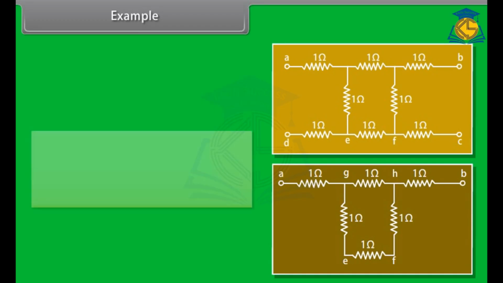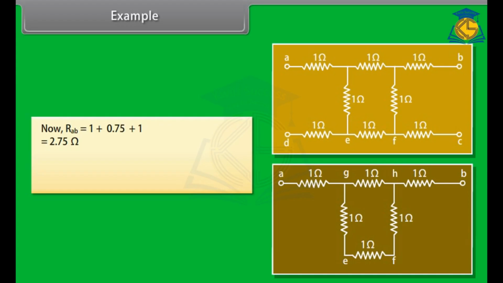0.75 ohm. Now, RAB is equal to 1 + 0.75 + 1 = 2.75 ohm. Hence, the effective resistance between A and B is 2.75 ohm.